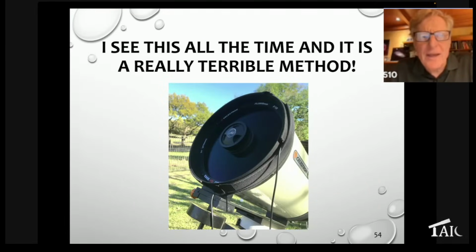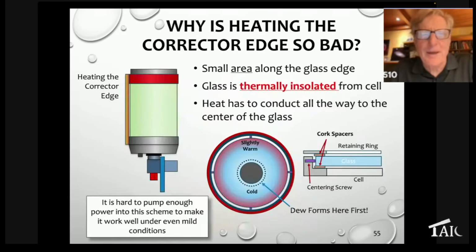I see this all the time too. This is really a terrible method. Just take the heater strap and wrap it around the edge of the corrector plate. Well, what's so bad about that? Well, first of all, remember that area quantity that I talked about in conductive heat exchange. The area along the edge of the glass is only 5.4 millimeters thick.